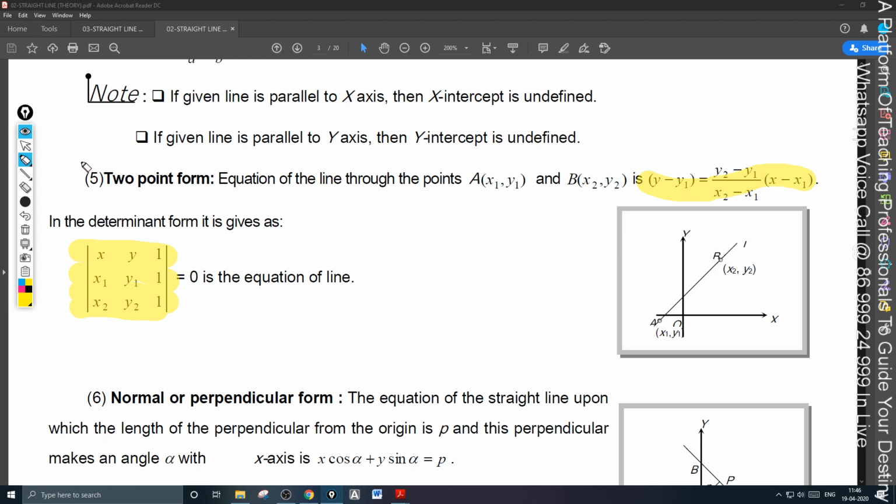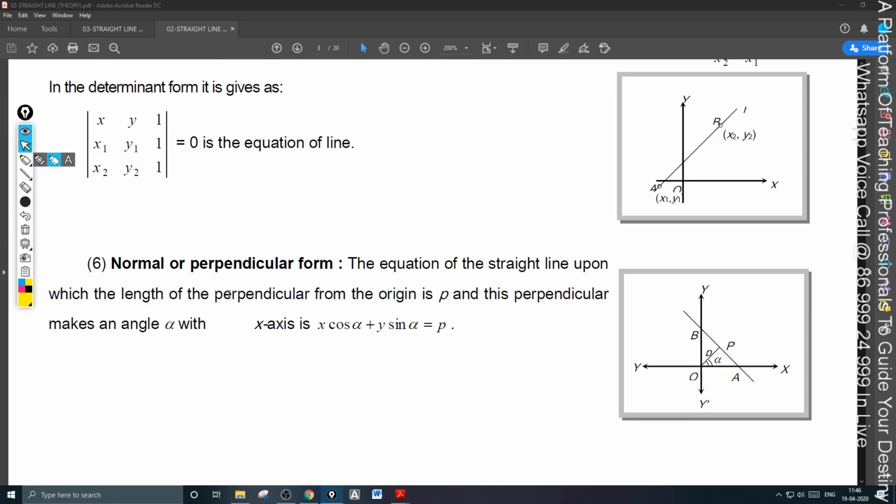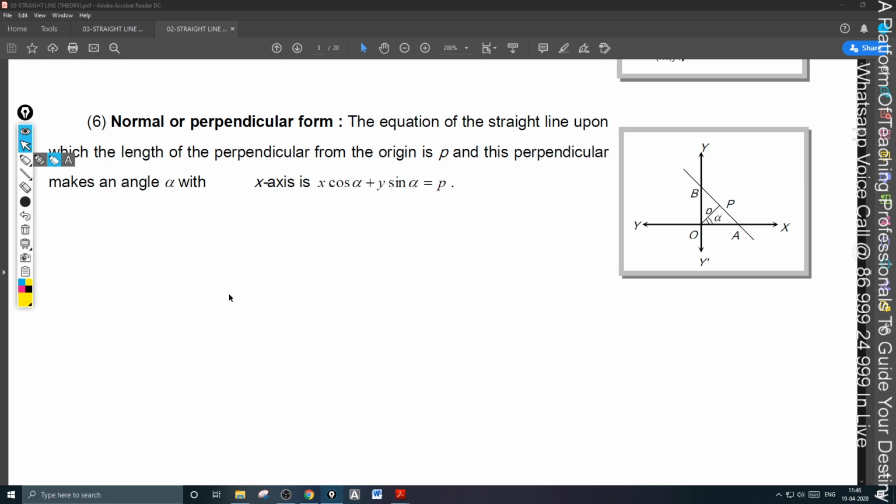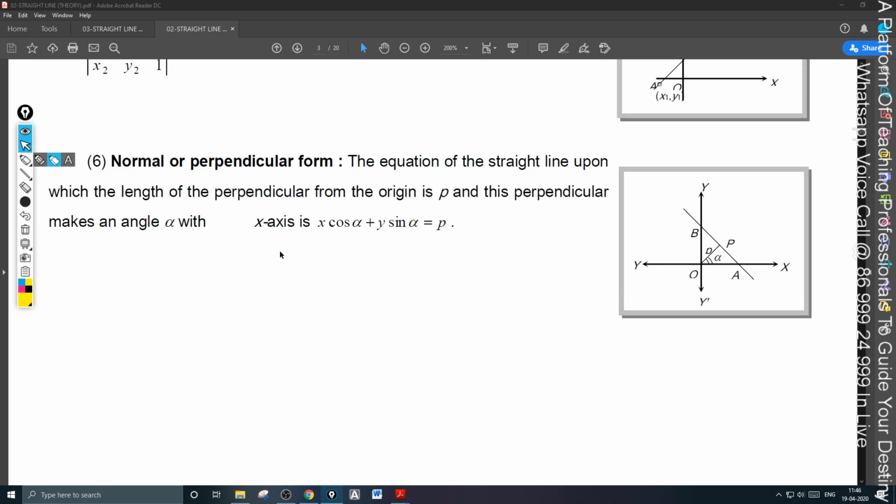The normal form or perpendicular form, we have not seen that yesterday. Let us see that normal form. The equation of the straight line for which the length of the perpendicular from the origin is p, and this perpendicular makes an angle alpha with the x-axis, is x cos alpha plus y sin alpha is equal to p. Let me explain it on the board.